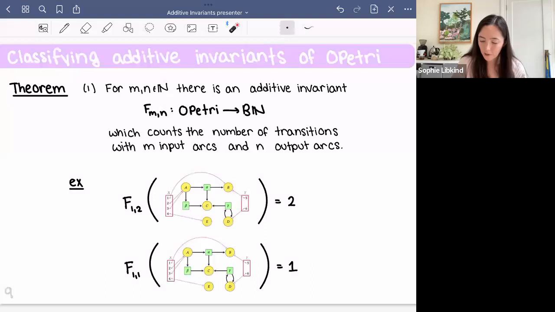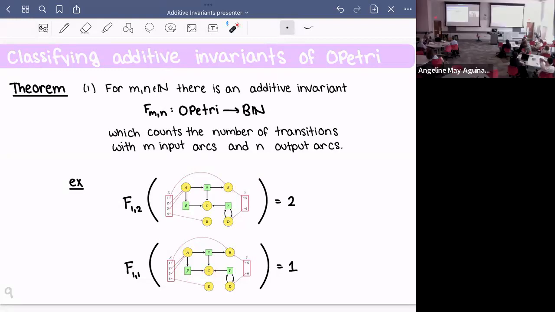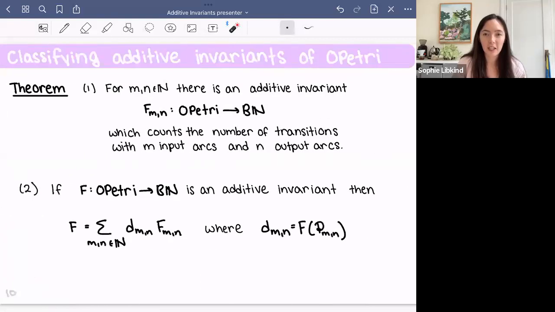So if we take a look at an example, we have our Petri net from before, and we see that F12 is going to be 2, because alpha and gamma both take one species and produce two species. Whereas F11 is going to be 1, because beta is the only transition that takes one species and produces one species. And for all other pairs of natural numbers m and n, f sub mn will be 0. So the second part of our theorem says that actually these form a basis. So if f is any additive invariant, then f is going to be the linear combination of those building blocks f sub mn. And the coefficients are going to be given by applying f to those canonical open Petri nets p sub mn.